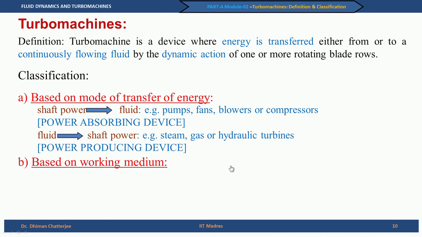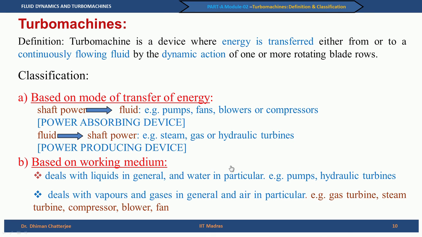The next kind of classification that we can say, as you have seen the examples, is based on the working medium. So, based on the working medium, we can say that the turbo machines can handle liquids, they are called hydro turbo machines, particularly water, example pumps, hydraulic turbines. There are other types of turbo machines which handle vapors and gases, and more particularly air, example gas turbine, steam turbine, compressor, blower or fan.